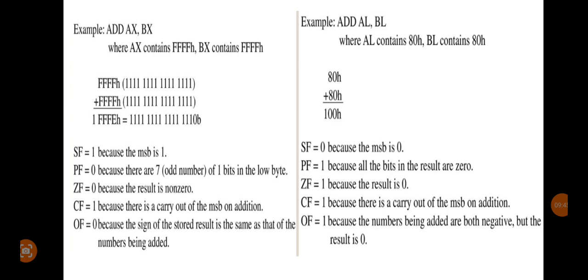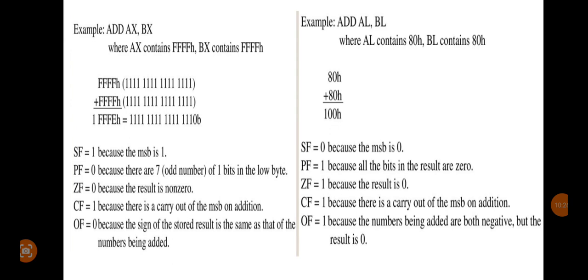So what flags will be affected here? The sign flag, because the MSB is 1, will be affected. The parity flag is 0 because there are 7 ones, an odd number of ones. The zero flag will not be set because the result is not 0, and the carry flag will be set because of the carry out of the MSB, and the overflow flag is 0.